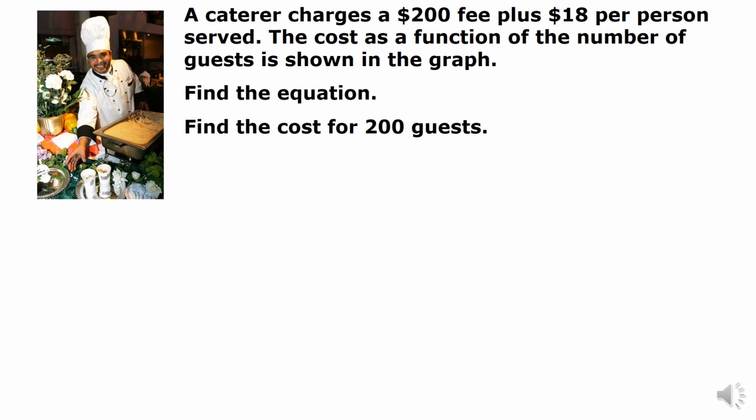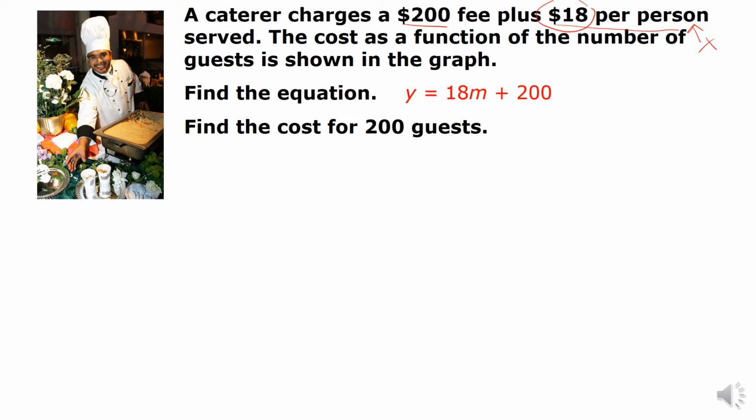Okay, so a caterer charges a $200 fee plus an $18 per person served. Okay, so the cost as a function of the number of guests is shown in the graph. We're not going to show the graph. I want you to find the equation first. So this is your per person. So x is the number of people you have. This is the slope, and this is your initial fee. So put it all together, and there's your equation.